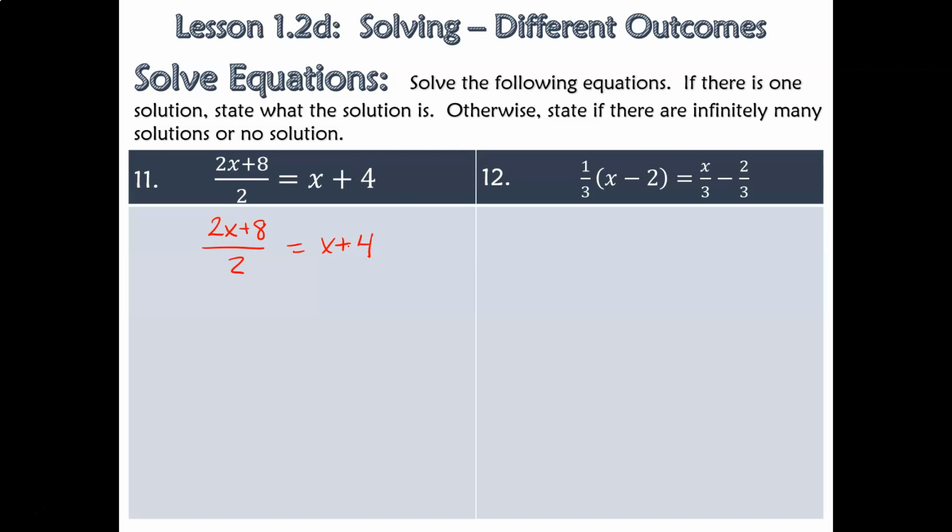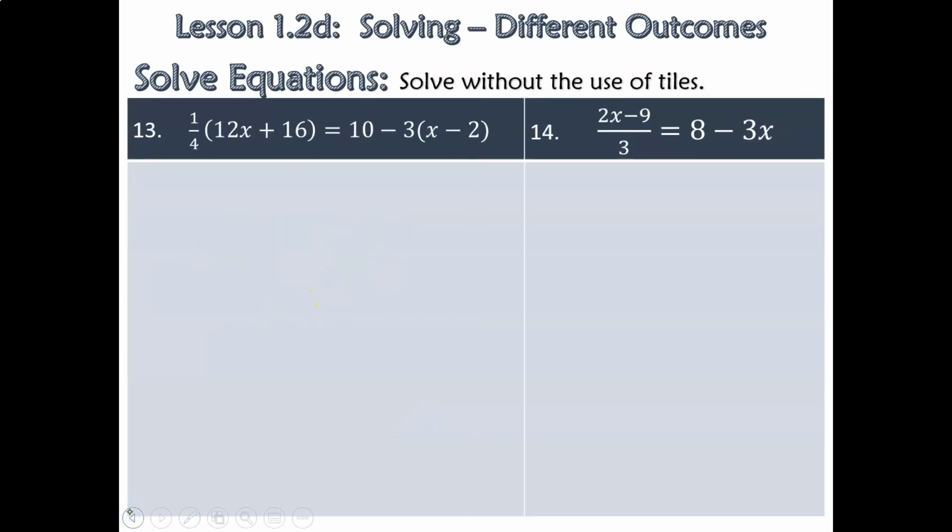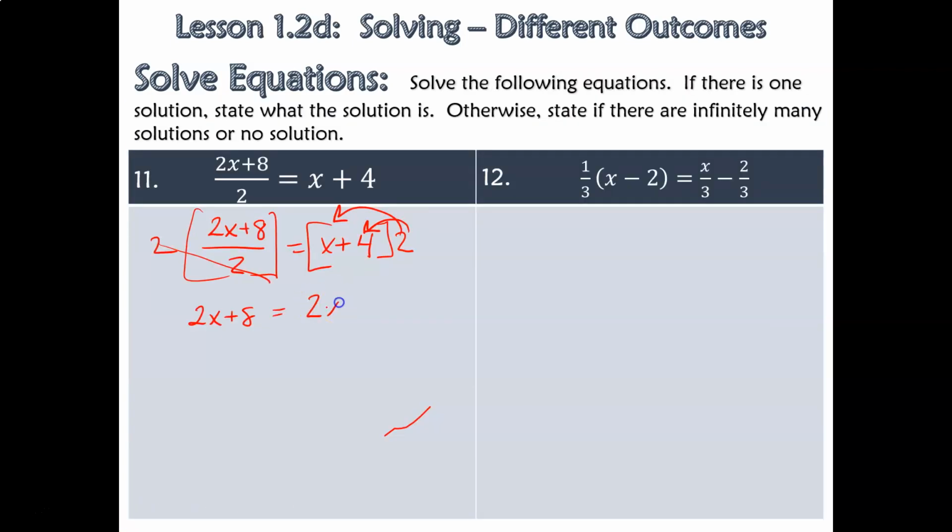So you may not see this right away, and we may have to get closer to solving. So to get rid of that 2, we're going to multiply everything by 2. So here, I'm left with 2x plus 8. And when I distribute, lo and behold, I have 2x plus 8. So we have same thing here as here. So our answer is infinitely many solutions.